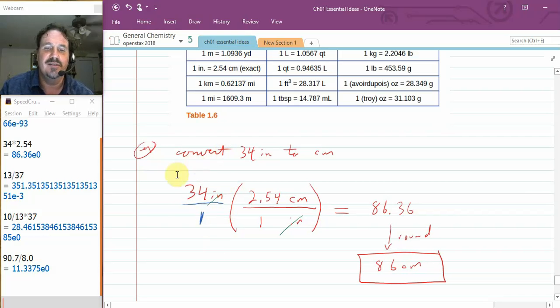Okay, so go back to here. Again, 34 inches over 1. I'm going to multiply it by the number 1 here, 2.54 centimeters on top, 1 inch on the bottom. That's the number 1, a big fancy number 1 in parentheses.